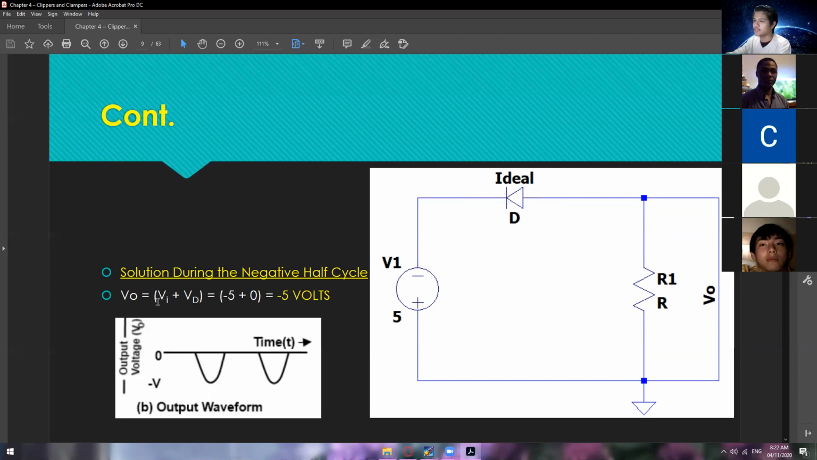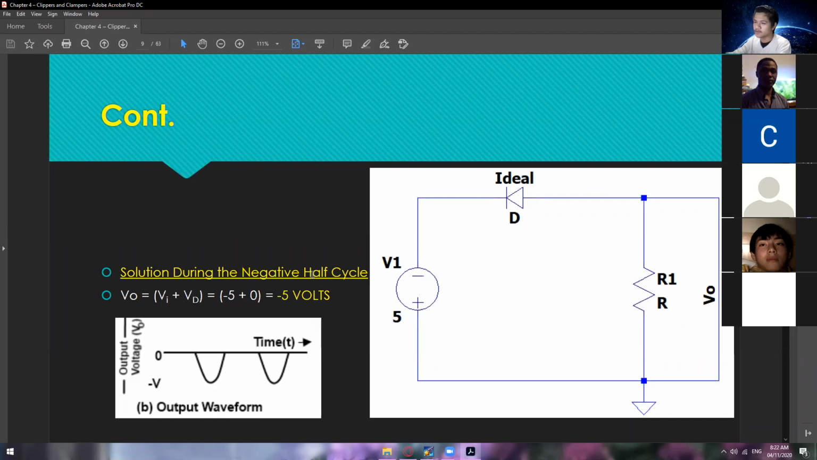As you can see, V sub O equals V sub I plus V sub D. But since this diode is ideal, we put 0 here. Then of course we have to consider the sign since we are in the negative half cycle. So this will become negative 5 plus 0. As a result, our voltage output is negative 5 volts.